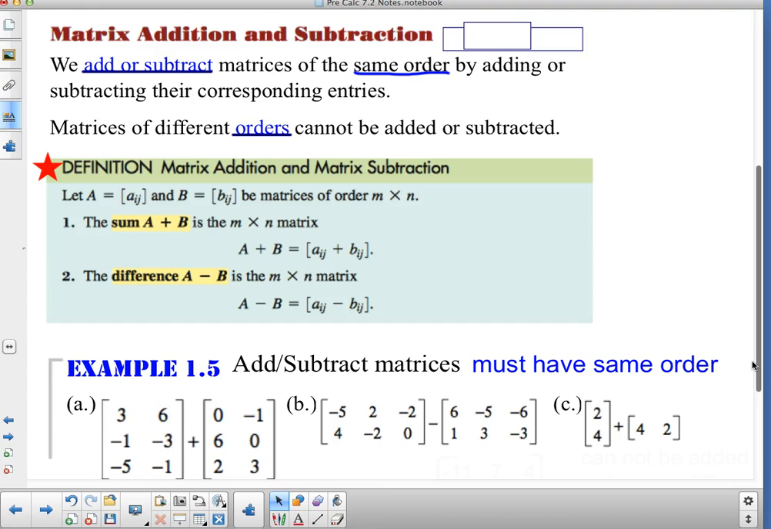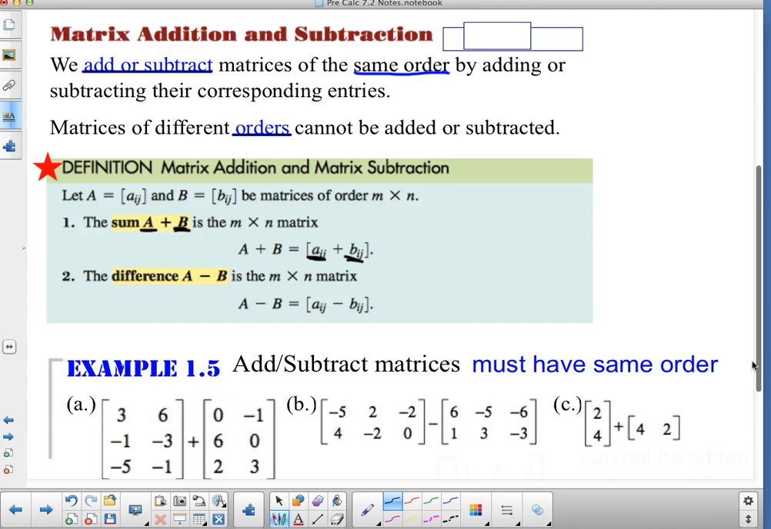And we talk about it here. Definition of matrix addition and matrix subtraction. If I'm going to add matrix A and matrix B, both M by N matrices, with M rows and N columns, then I can add the corresponding members of each row, column combo to each other separately.